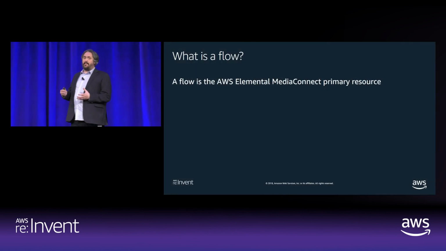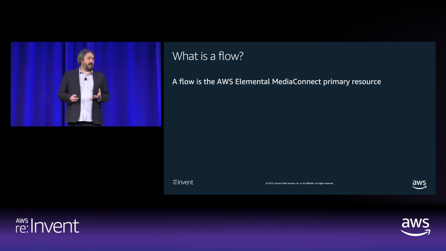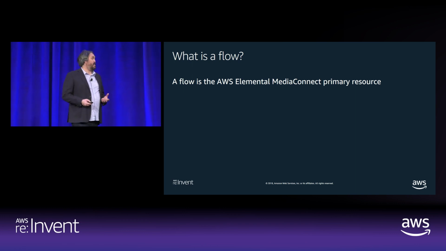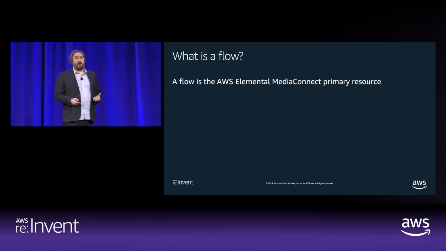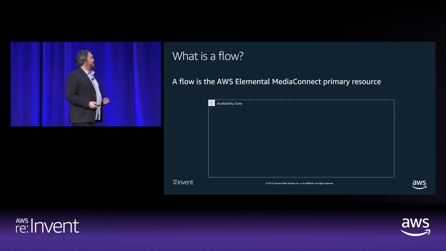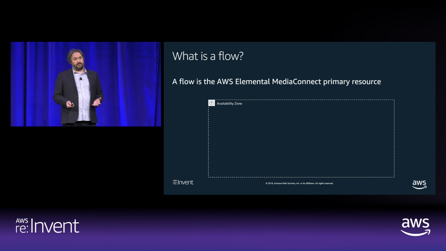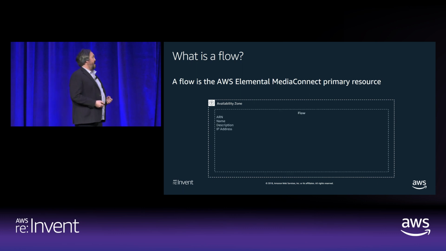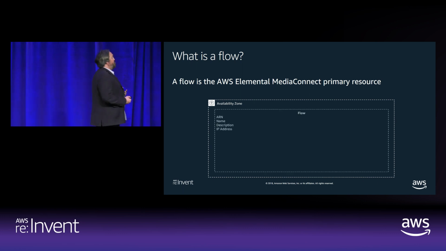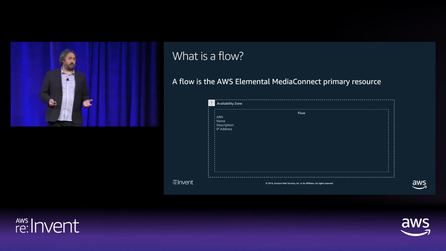So there's only one thing you need to really understand about MediaConnect. It's a wonderfully simple service in that respect, and that is the concept of a flow. And a flow starts with an availability zone, and therefore a region, and has some properties. You give it a name, a description, we'll give it a resource ID, and an IP address.